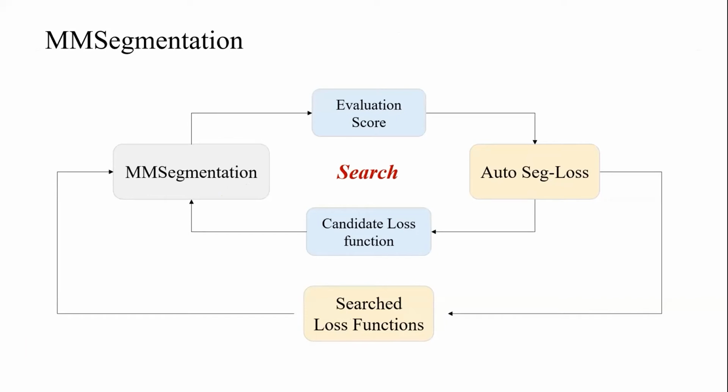AutoSegLoss is designed to incorporate with segmentation. During the search, AutoSegLoss passes the candidate loss functions to the segmentation framework. Then the segmentation component returns the evaluation score. After the search, AutoSegLoss gives the searched loss functions, and they can be used for network training with segmentation. So it can be integrated very easily with the existing segmentation frameworks.